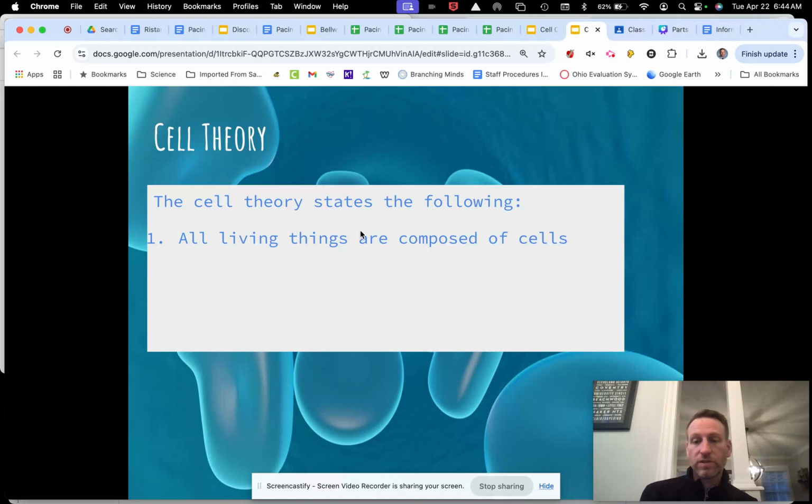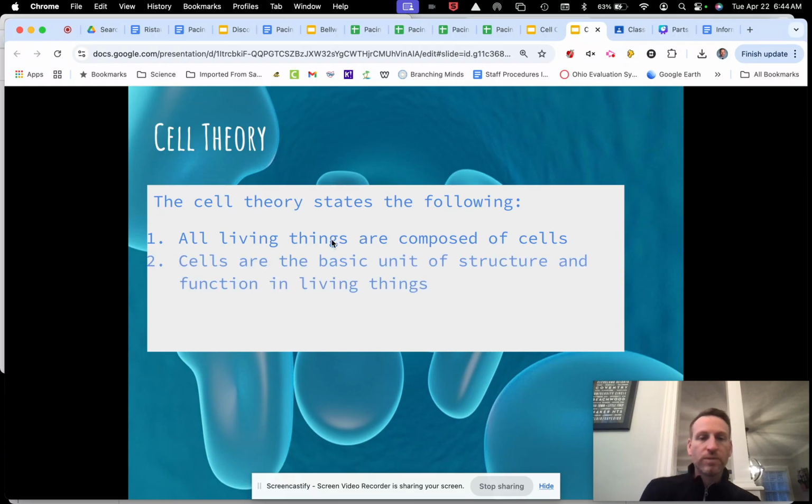So that was Schleiden and Schwann that we learned about yesterday in Germany. Schleiden being a botanist studying plants, Schwann studying animals. They kind of began the workings of cell theory, and that was the first one, that all living things are made of cells. Number 2, cells are the basic unit of structure and function in living things.